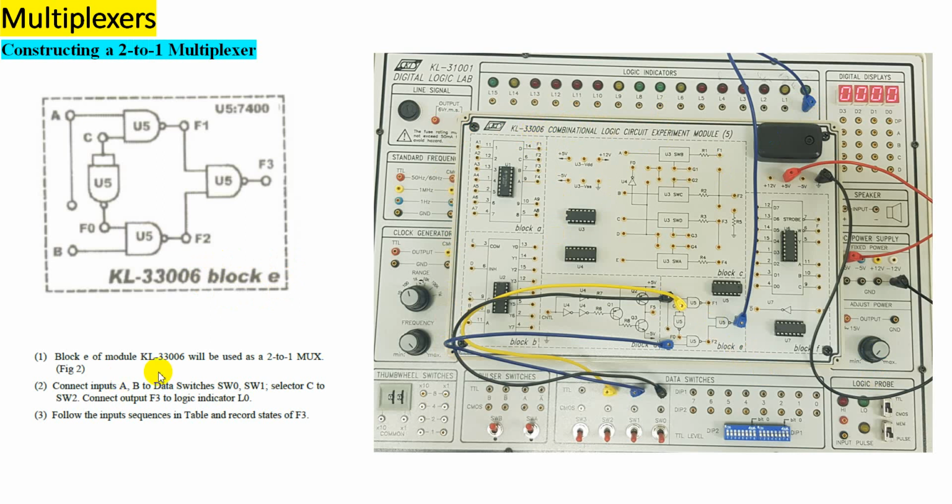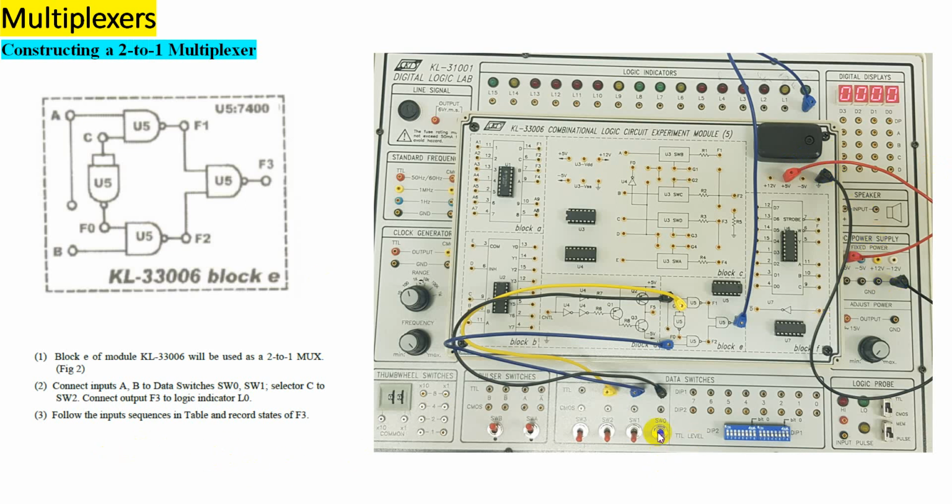Secondly, it says that we need to connect A and B to data switches SW0 and SW1, and the selector C to SW2. It's quite simple: we have connected A and B to the data switches and C to SW2 as discussed here. Also, the output F3 is connected to the logic indicator. Again, we have given the supply by connecting +5 with +5 and common with common.